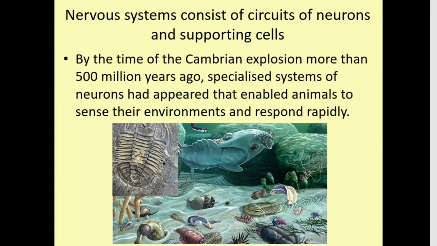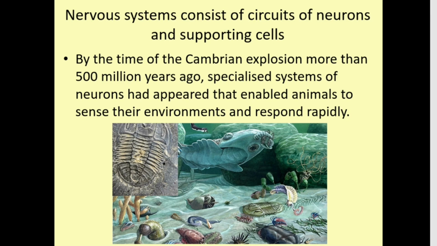To start off then, when did nervous systems first become a thing within animals? Well, by the time we get to the Cambrian explosion, so this is more than 500 million years ago, and we know this from the fossil record, we start to see specialized systems of neurons. So neurons are one of the main types of nerve cells that we talked about before in the session on animal tissues. So we know that nervous systems are made up of neurons and supporting cells, such as glial cells.